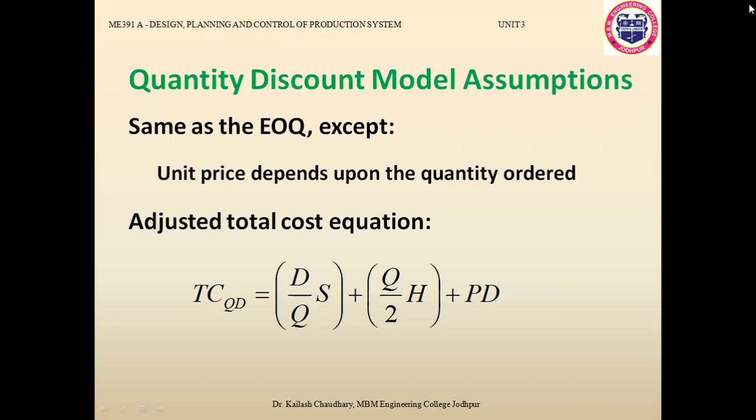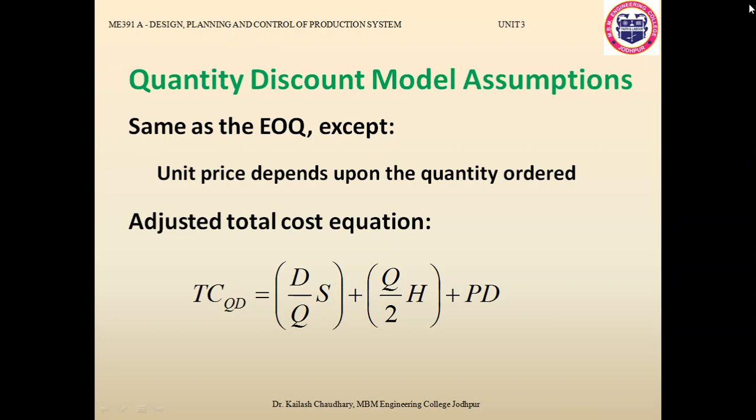Last comes the quantity discount model. It has assumptions such as unit price depends upon the quantity ordered. So as you vary your order quantity, you will get a discount as per your quantity. If you consider the quantity discount, then the total cost equation will be D by Q times S plus Q by 2 times H plus PD. The addition here is the product cost multiplied by the quantity, which is added to the total cost. So this is the modified total cost equation for the quantity discount model.